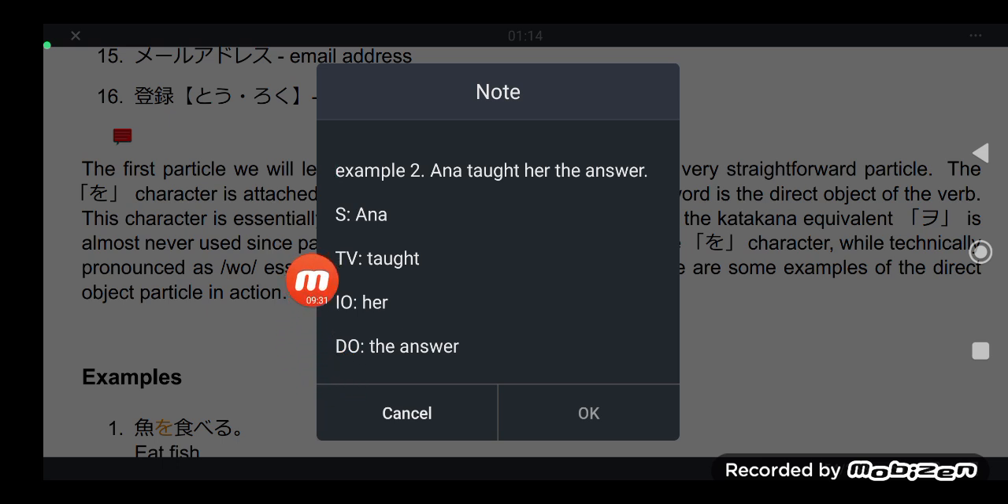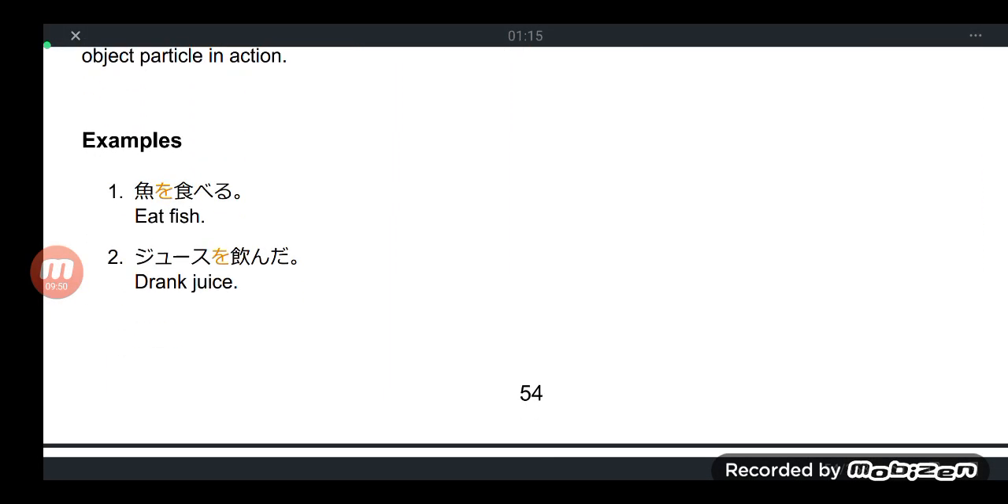Taught is a transitive verb. So this indirect object, she, is the beneficiary of the thought and the answer. Anna thought the answer for the sake of her, whoever is that her. Okay, so some examples: Sakana wo taberu.